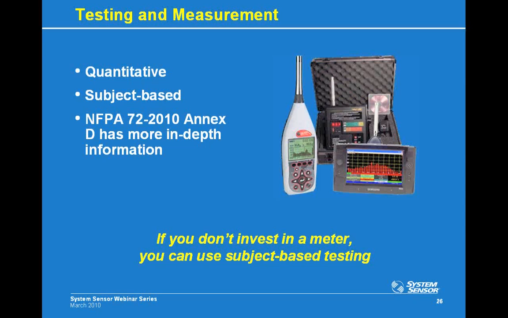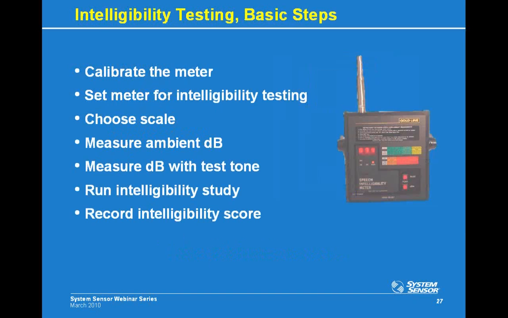And next, I'll talk about the basic steps that are involved in running an intelligibility test. The process is pretty straightforward. At the beginning of each testing period, which I would say is at the beginning of each day the meter is used, it should be calibrated using the instructions supplied by the meter manufacturer.